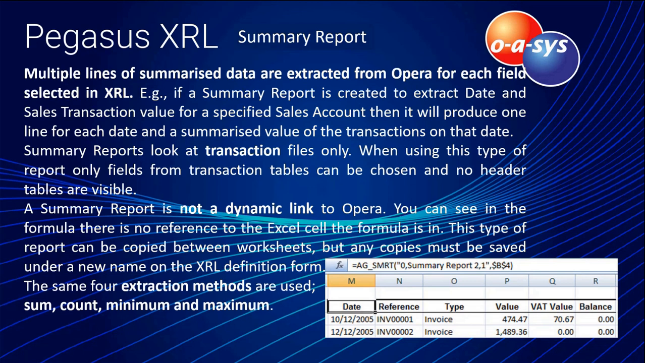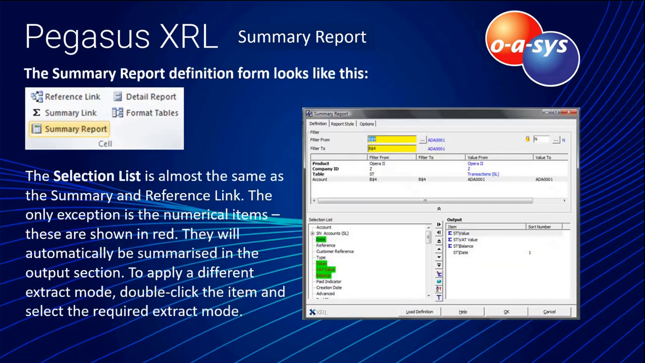A summary report is not a dynamic link to Opera. You can see in the formula below there are no references to the Excel cell the formula is in. This type of report can be copied between worksheets, but any copies must be saved under a new name on the XRL definition form. The same 4 extraction methods are used: sum, count, minimum, and maximum.